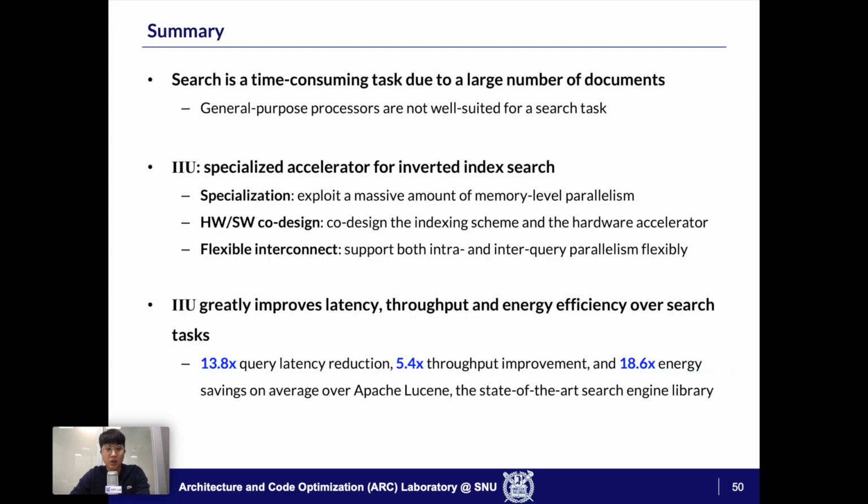To summarize, we present 2U to accelerate inverted index search, which is a time-consuming task due to a large number of documents. To address the inefficiency of search tasks on general-purpose processors, 2U utilizes specialized architecture, co-design of both indexing scheme and hardware accelerator, and flexible interconnect. With 2U, the system achieves 13.8 times query latency reduction, 5.4 times throughput improvement, and 18.6 times energy savings on the state-of-the-art search engine library.